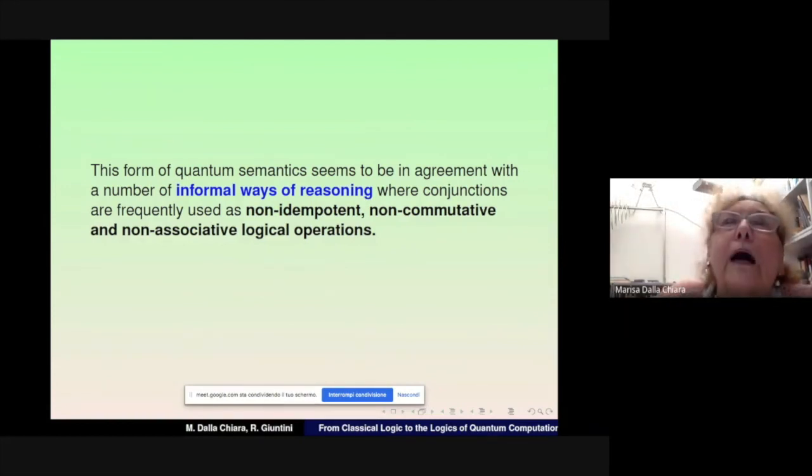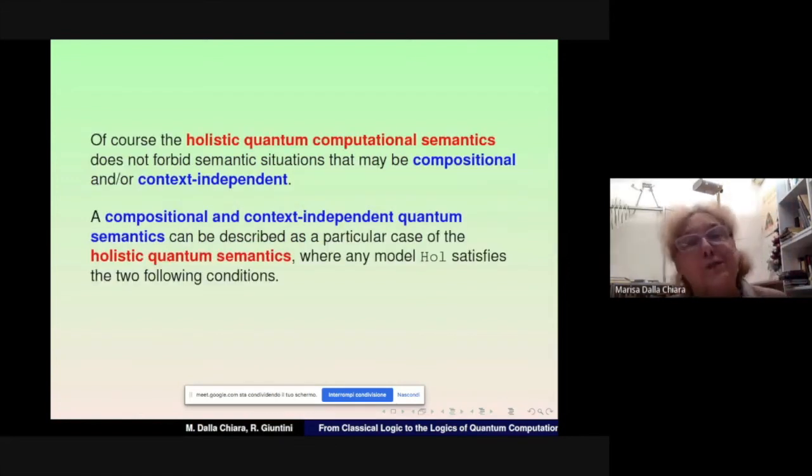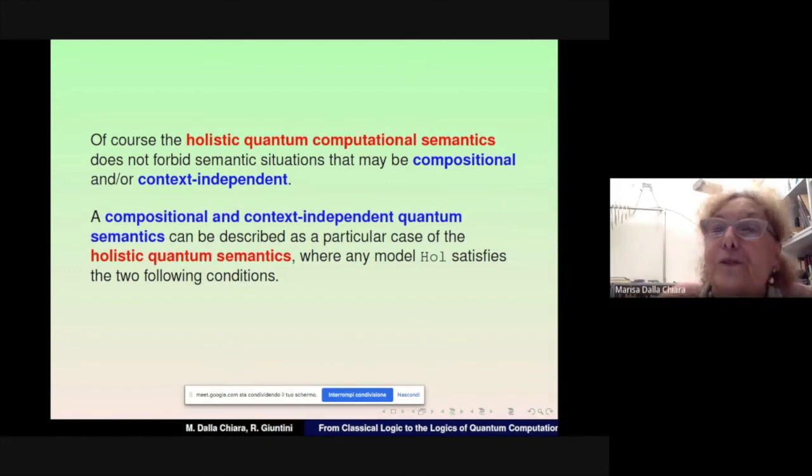One can ask, but why this extremely poor form of logic? Is such a poor and weak form of logic really useful? In our opinion, yes, because this form of quantum semantics, in fact, seems to be in agreement with a number of informal ways of reasoning, where conjunctions are frequently used as non-idempotent, non-commutative, and non-associative logical operations. We all know examples of this kind. But of course, and this is very important, the holistic quantum computational semantics does not forbid semantic situations that may be compositional and context independent.